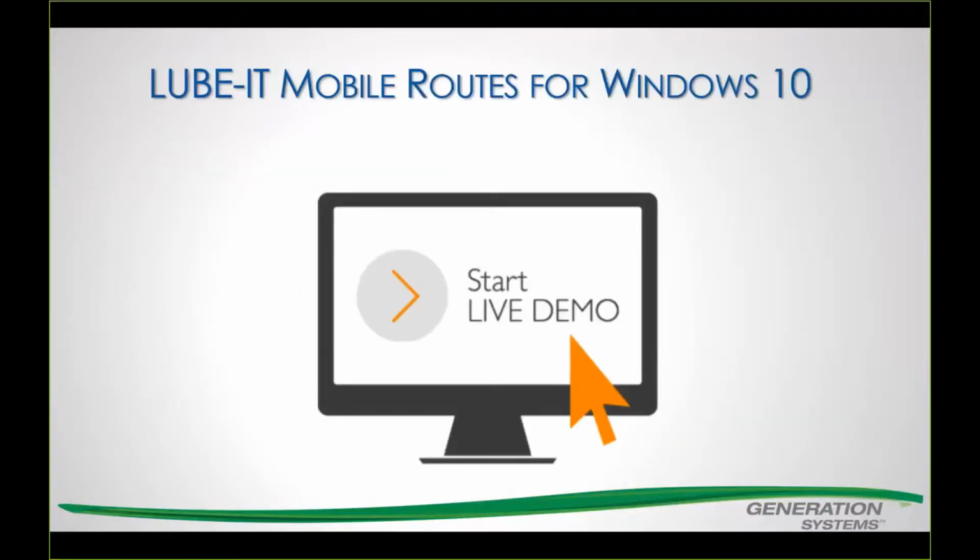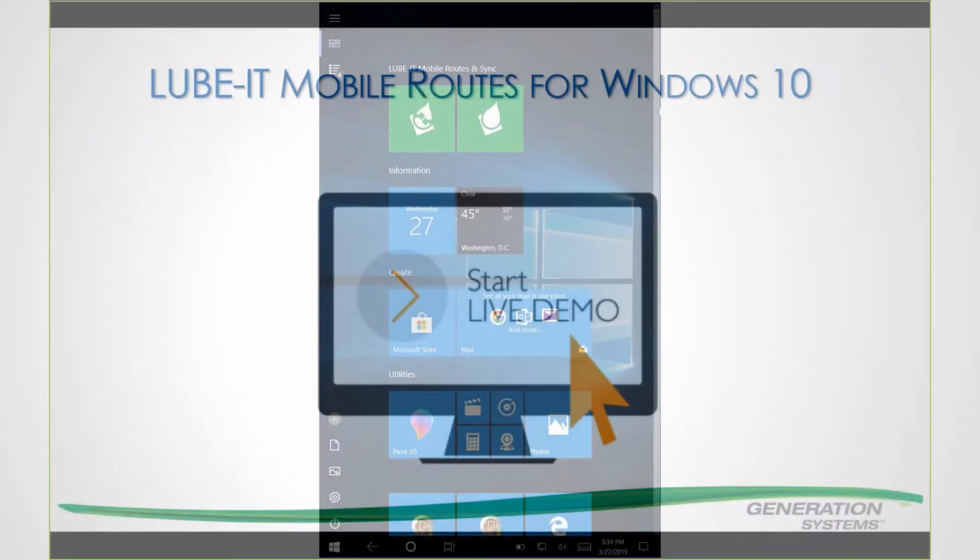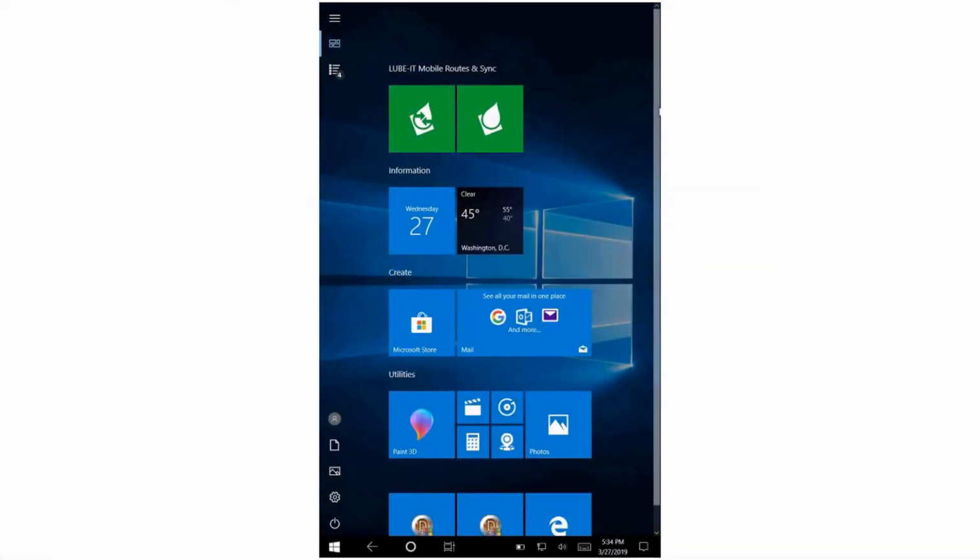Now we're going to move to the live demo. All right, here we are on the rugged Windows 10 tablet. And we have a couple icons here related to LUBE-IT Mobile Routes. On the left is the Sync Manager. As I mentioned earlier, this is new and it's brought to the device. And then on the right, we have the LUBE-IT Mobile Routes app itself.